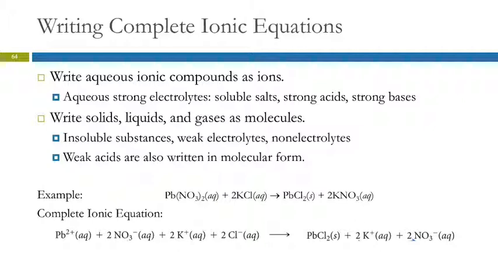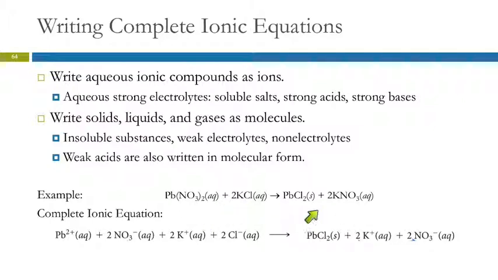If you have something that's a solid, a liquid, or a gas, you're going to write that as an intact molecule because it's not separated into ions. So if it says S, L, or G as the state symbol, just leave it alone. Copy it down. That includes insoluble substances, weak electrolytes, and non-electrolytes. Weak acids are going to be in that category. So you need to be a little careful when you see an acid. You have to identify: is it a strong acid or a weak acid? If it's a strong acid, separate it into ions. If it's a weak acid, leave it alone.